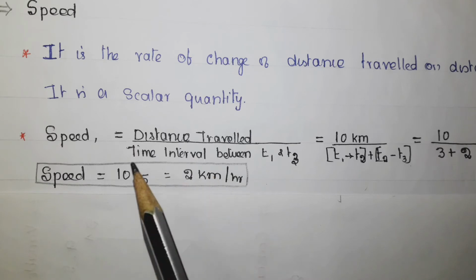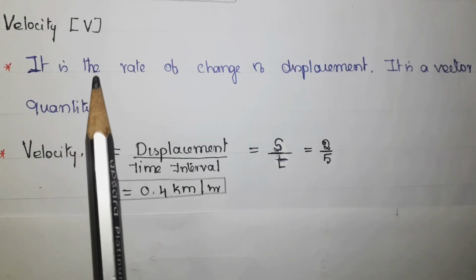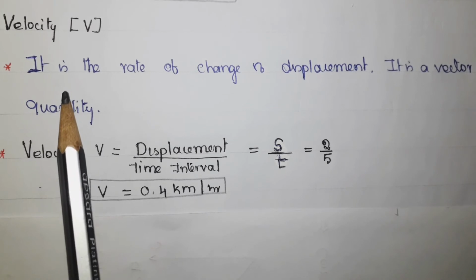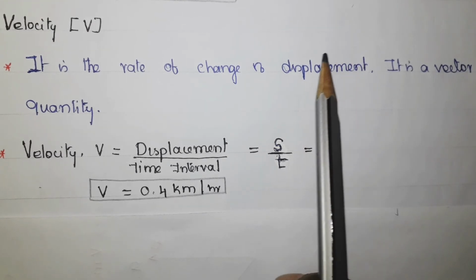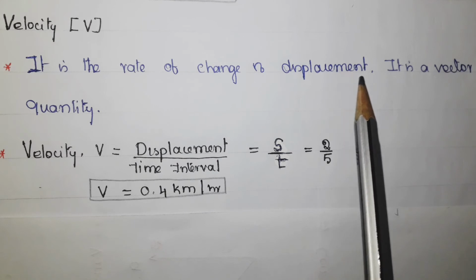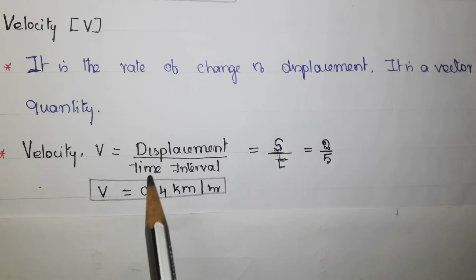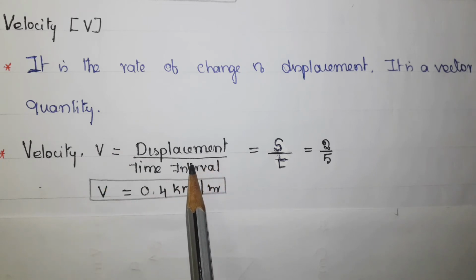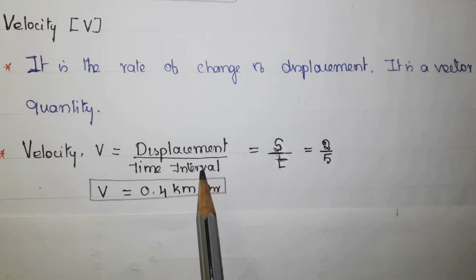So note that in speed we have taken distance traveled as an important parameter. And the next one is the velocity. It is represented by the letter V. If you look at the definition, it is the rate of change of displacement. Note this one, displacement. But for the speed, it is distance traveled. In the case of velocity, it is displacement. Moreover, it is a vector quantity. Now, if you look at the corresponding formula, velocity V equals displacement divided by time interval, here S by T, where time is nothing but the total time between the position P1 to P3.